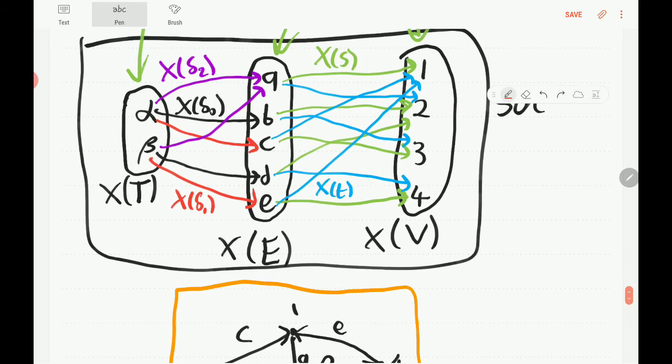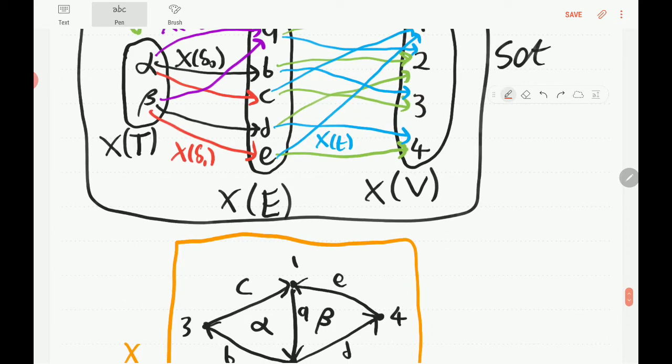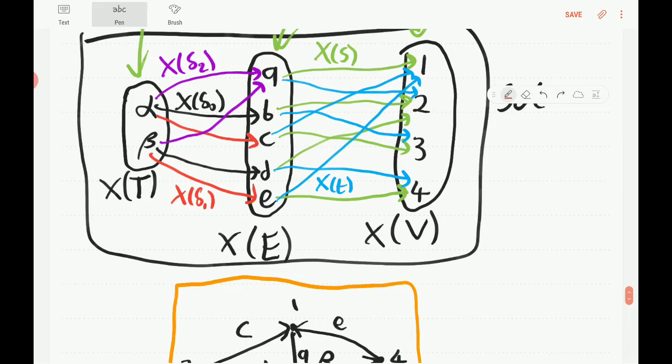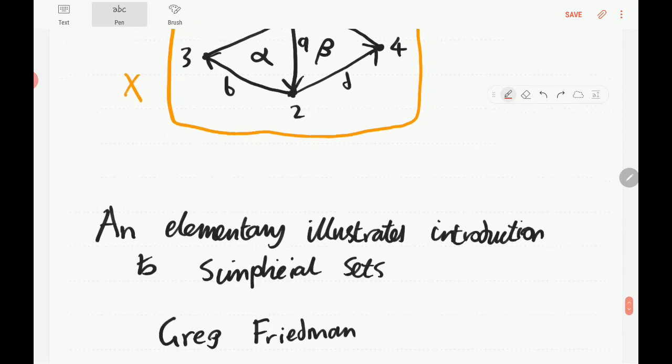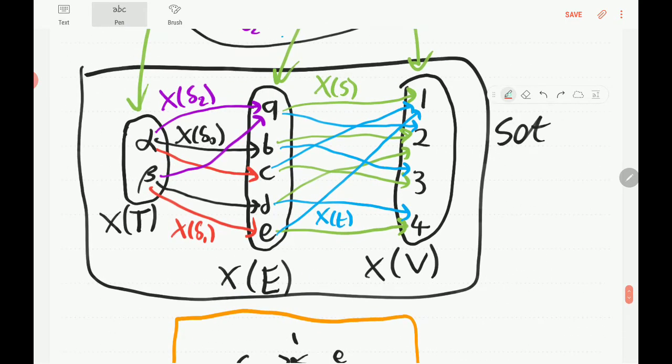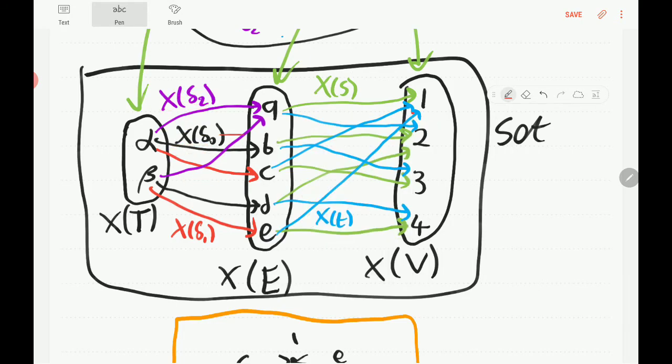And also delta 0 of alpha is equal to B, because if we have a look at alpha, then its smallest vertex is 1, and the edge opposite that is B. So X of delta 0 of alpha is B, and so on. So hopefully this very brief introduction gives you enough information to be able to understand how X of delta 0, X of delta 1, and X of delta 2 work.